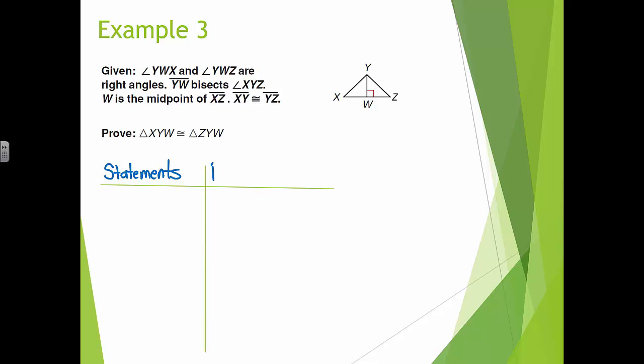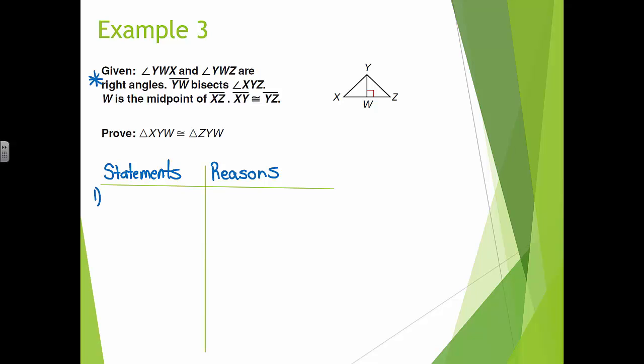I'm going to fairly warn you, these proofs can get long, because we need to prove that 3 different pairs of angles are congruent and 3 different pairs of sides are congruent. The nice thing about these kinds of proofs is that they give you lots of given statements to work with.